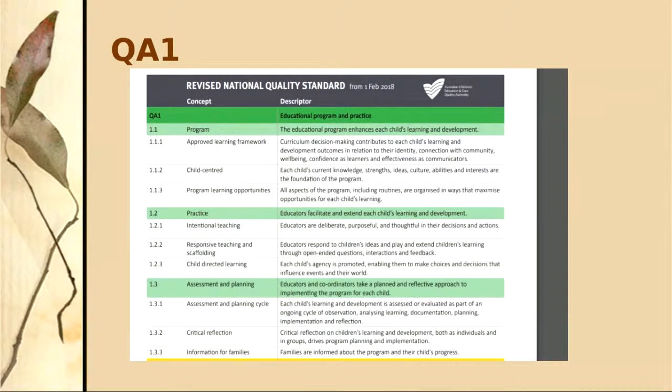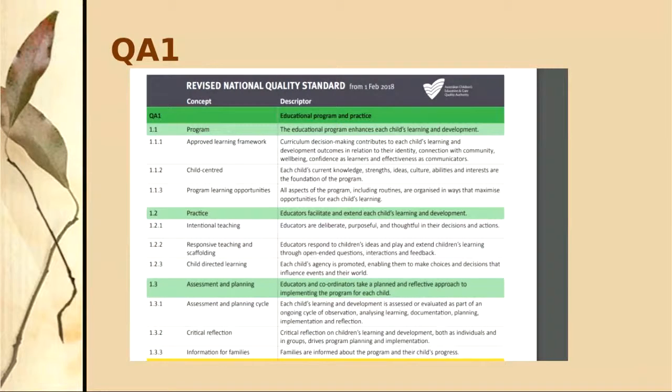So all aspects of the programme includes routines of education and care, and are organised in a way that maximises opportunities for each child's learning. So in that programme, there'll be a lot of details and critical areas. So we've got program, practice, and planning. Assessment and planning, sorry, which is back to that cycle. Intentional teaching approaches, responsive teaching and scaffolding, and children's directed learning. So there's lots of parts.